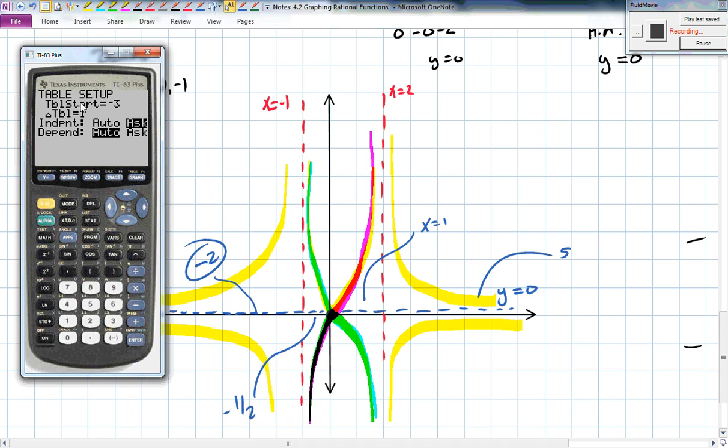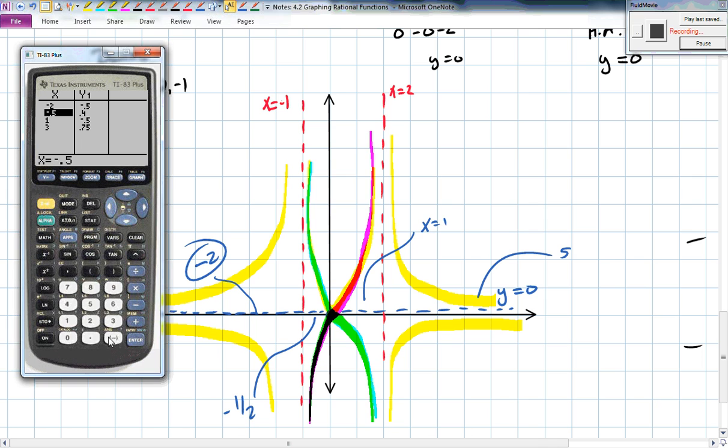Doesn't matter where we do our table start from. Doesn't matter what our delta table is. The only thing that matters in this case is that you set your independent variable to ask. All right? Set it to ask. And then go back to the table, which is second graph. Okay? And we're going to punch in all of our test values at once. We're going to punch in negative 2, push enter.